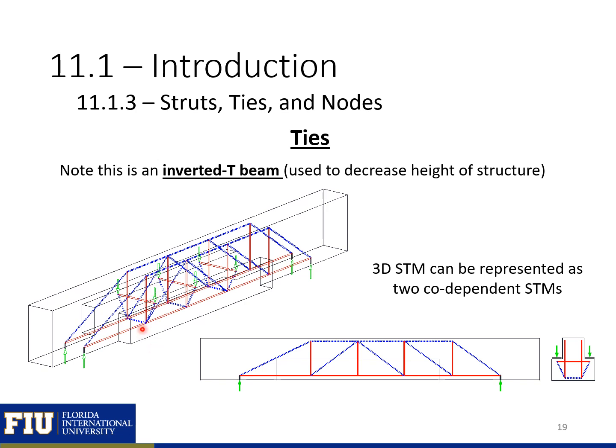Within an inverted T-beam, we have a 3D strut-and-tie model that can be represented as two codependent 2D strut-and-tie models. So we can have one model representing the flow of forces in the ledge to get from our load point into our web, and then one model representing how we can get the forces from our web down into our supports.